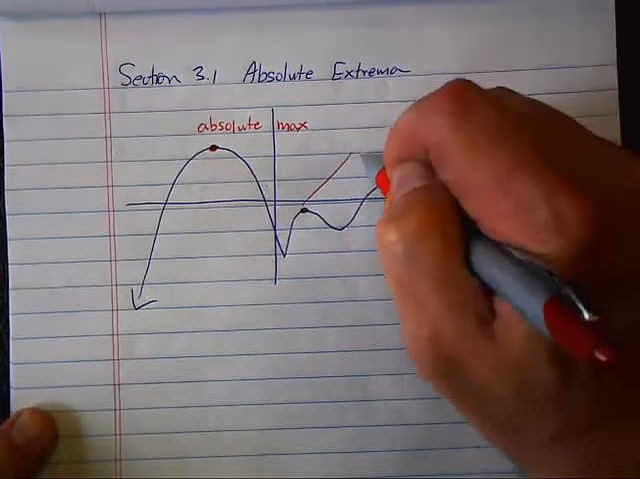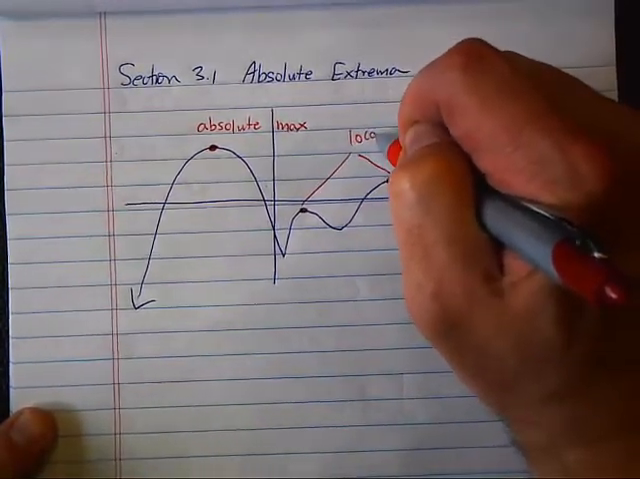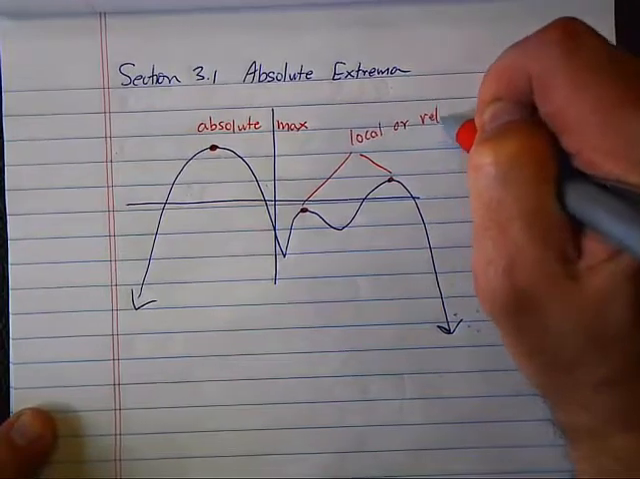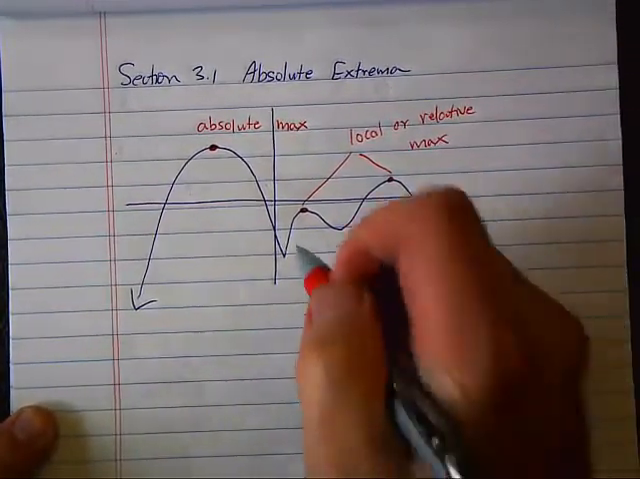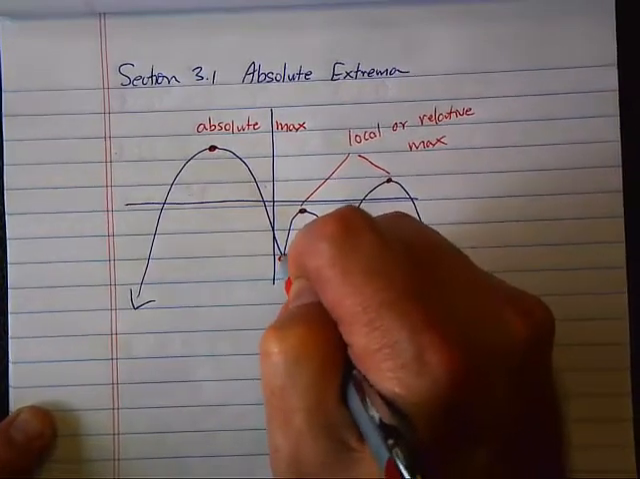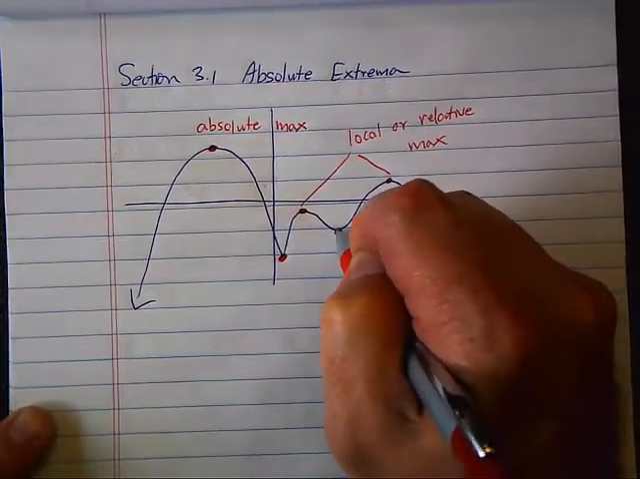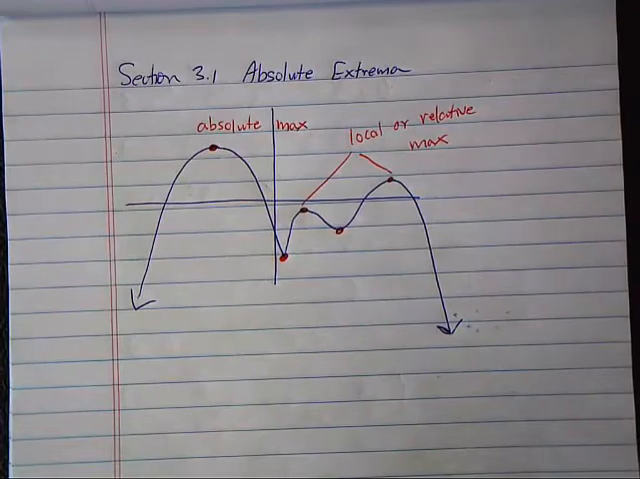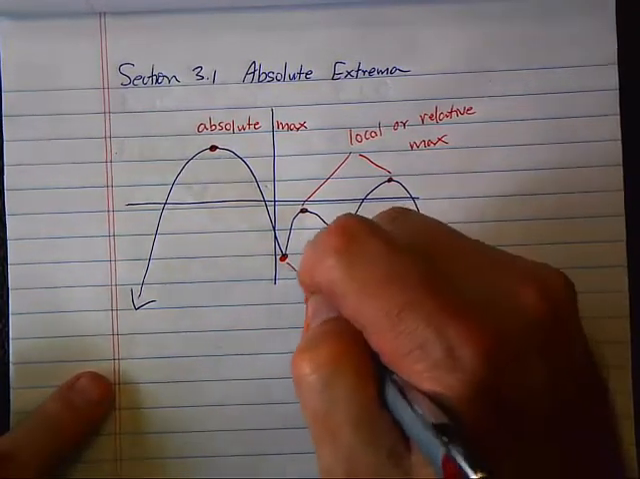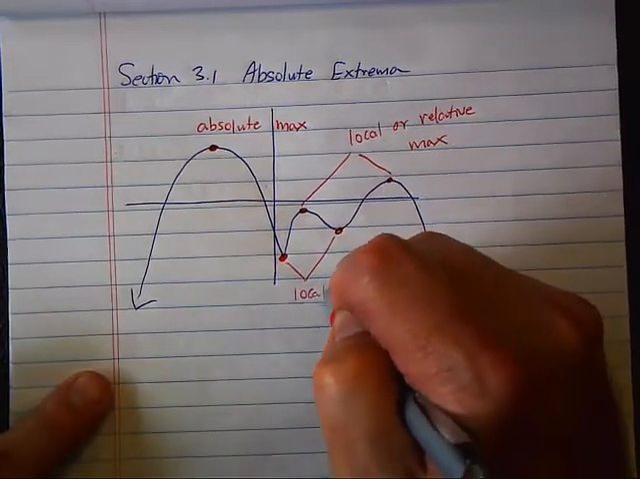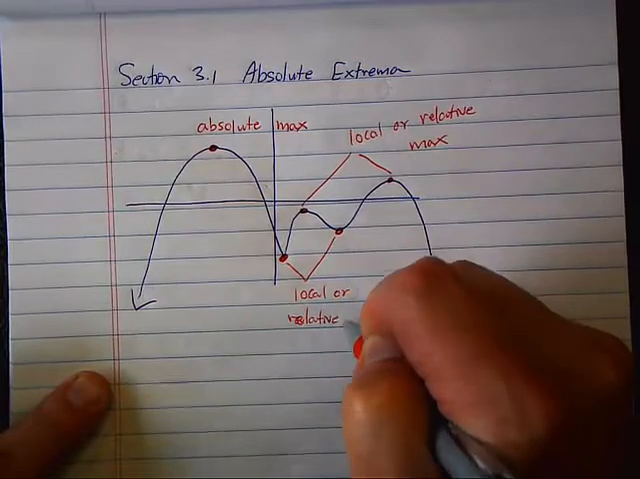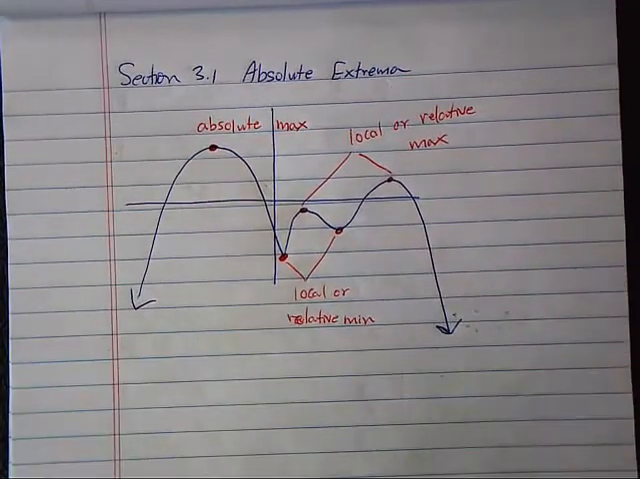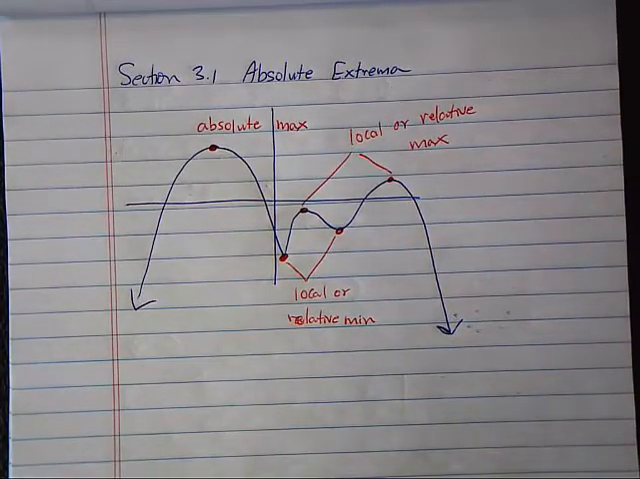And by the same token, we have this point and that point, and those would be called relative or local minimums. And we would say that this graph does not have an absolute minimum. How come this graph does not have an absolute minimum? It goes down forever, and it does that on each side. So there's no lowest point. The graph keeps going down.